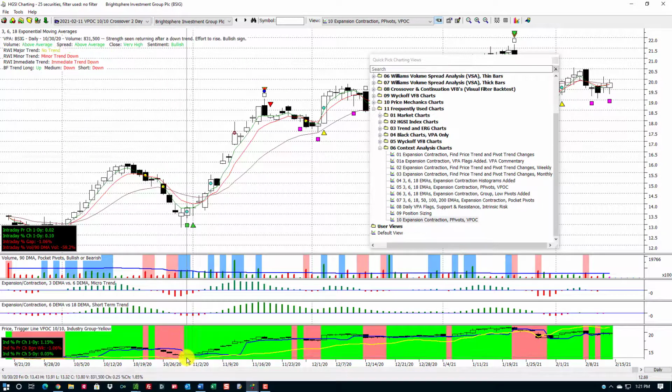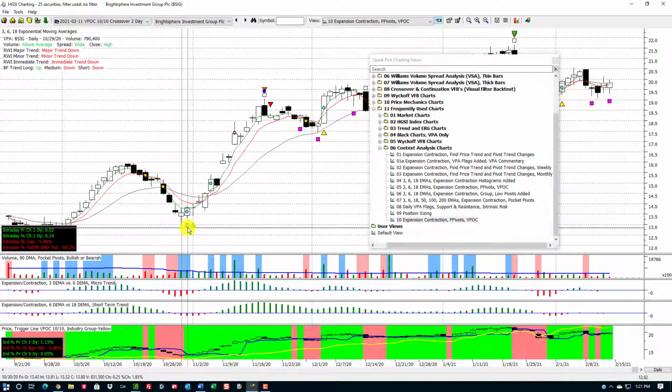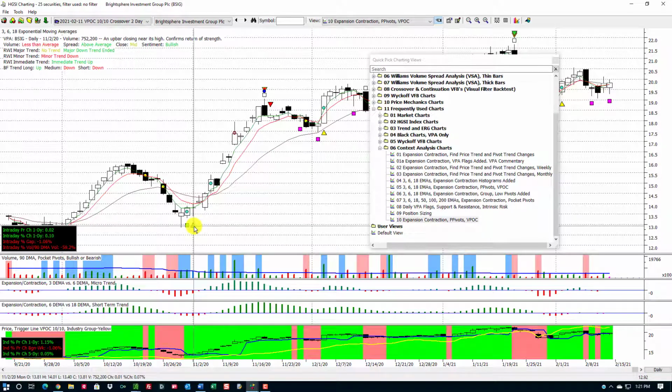But when I get down here to the bottom, you can see there's a hammer. There are a couple of VPA flags here, including an effort to rise, and also strength returning after a downtrend, and then a confirmation of that. And the VPOC has turned positive, and the stock begins to move up.